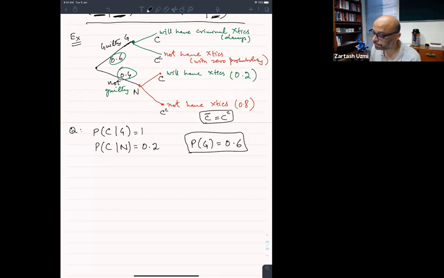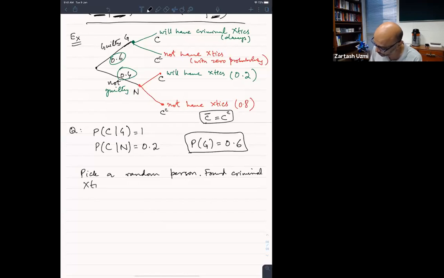Okay. Now, I am asking you the question. The question is, what is the probability that the person was guilty? You pick a randomly chosen person. Let me just write that down as well. Pick a random person. एक random बंदे को उठा लिया. Pick a random person and found criminal characteristics in that person. Is it always true that this guy will be guilty? Yes or no?